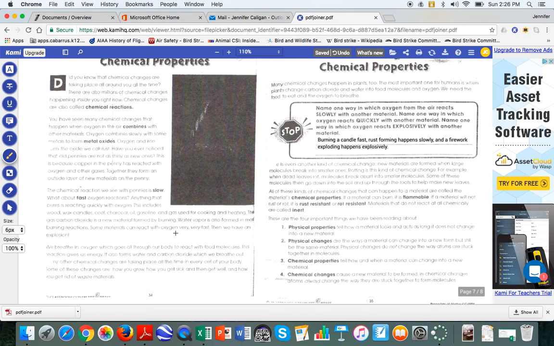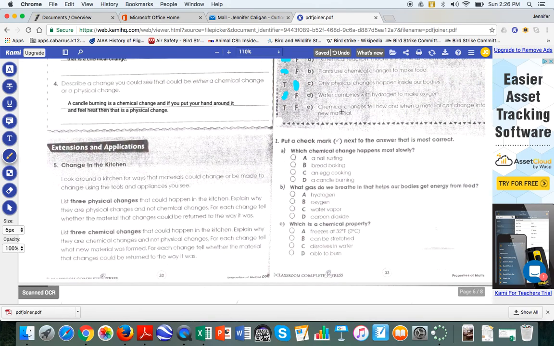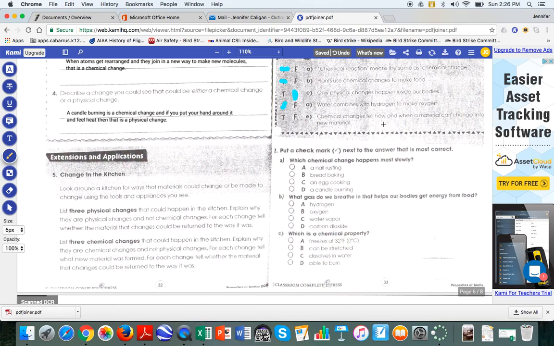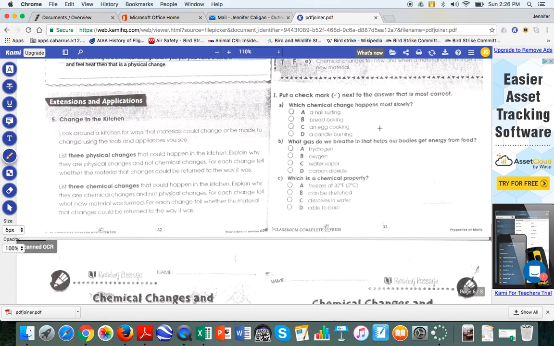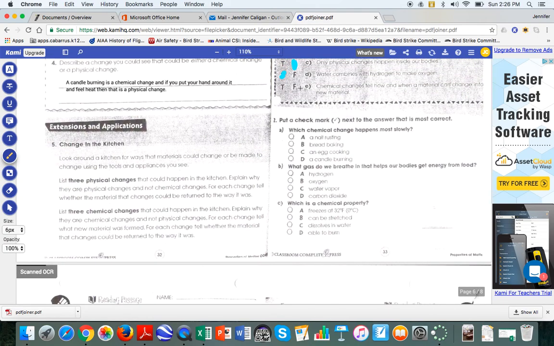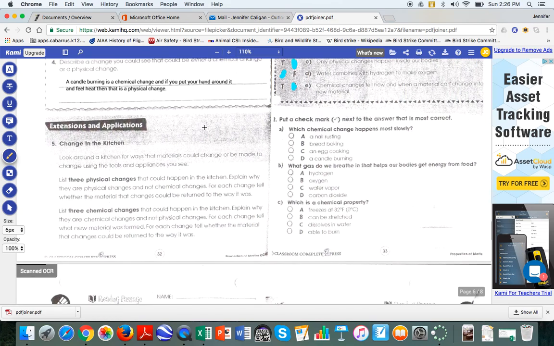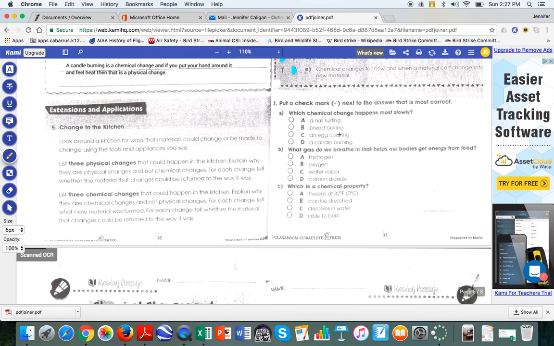Some materials can react with oxygen very, very fast. Yeah, that one's true. Chemical changes tell how and when a material can change into a new material. That is false because that is properties, not changes. False. Okay. Check mark.